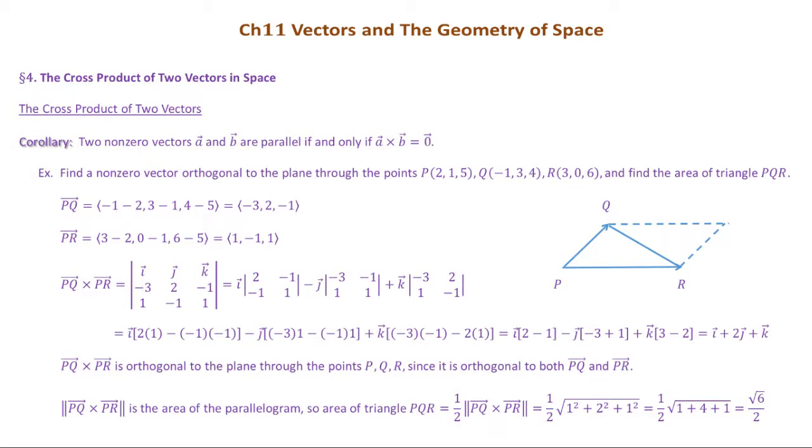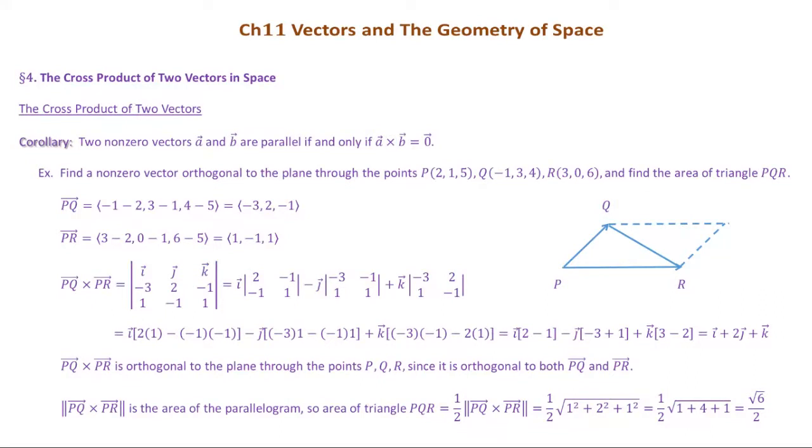So why do we want to do that? Because we need to find a non-zero vector orthogonal to the plane through the points P, Q, R. Remember, the cross product of PQ and PR is perpendicular to the plane of PQ and PR. So that means it's orthogonal to the plane determined by the points P, Q, R, right?